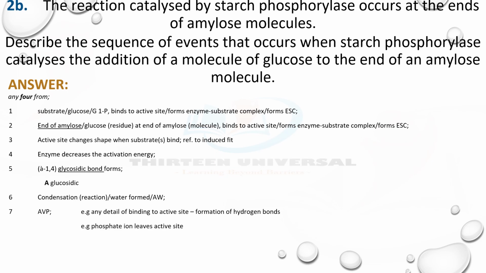Any detail of binding to the active site, such as the formation of hydrogen bonds, is acceptable. The substrate molecules are put under strain. So what happens? The temporary bonds between the R groups of the amino acids lining the active site and the substrate could join the reactive groups to form the glycosidic bond.